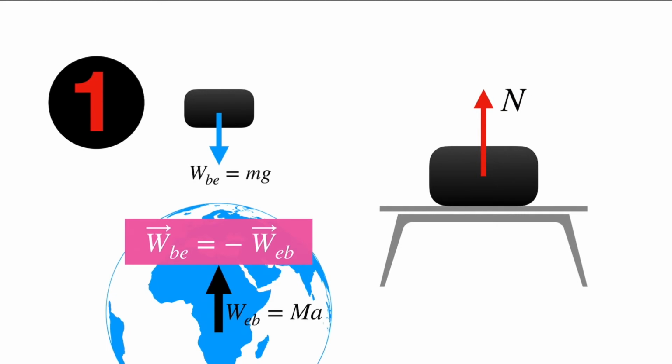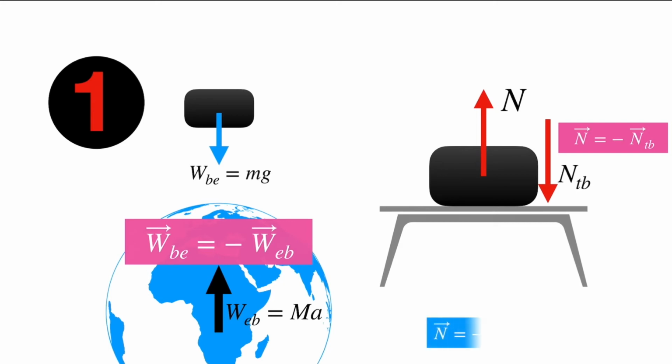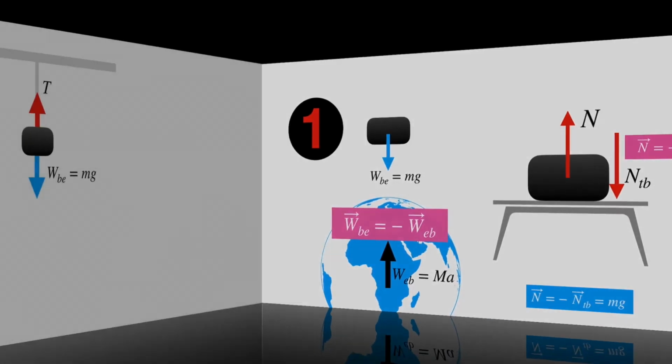The table exerts a normal force on the block equal and opposite to the block's normal force on the table in the downward direction. In this case, the normal force between block and table is the same as the block's weight. But it may not be the case when objects are in accelerated motion. We will see the effect of acceleration on the normal forces between two objects later in this video.